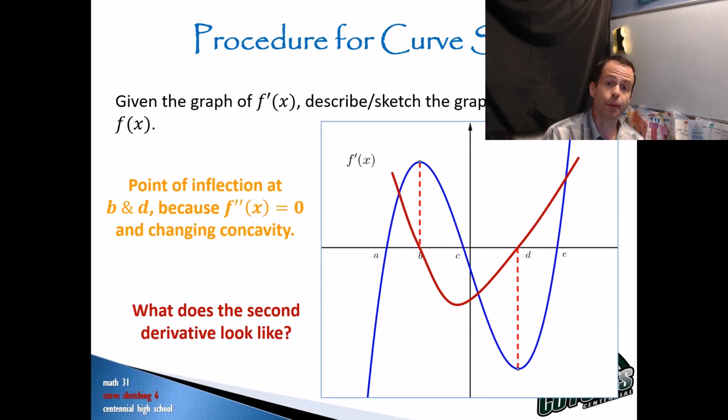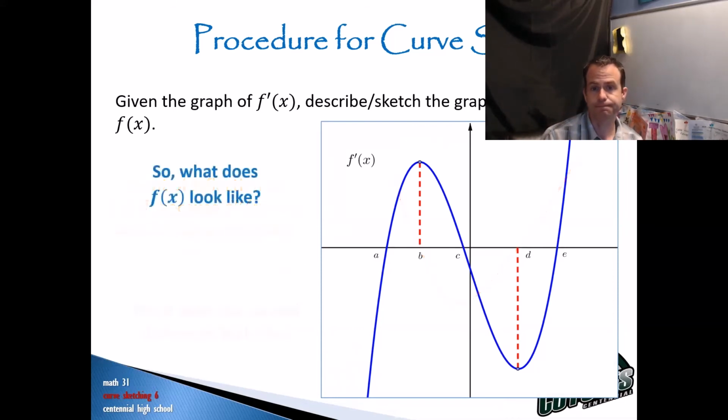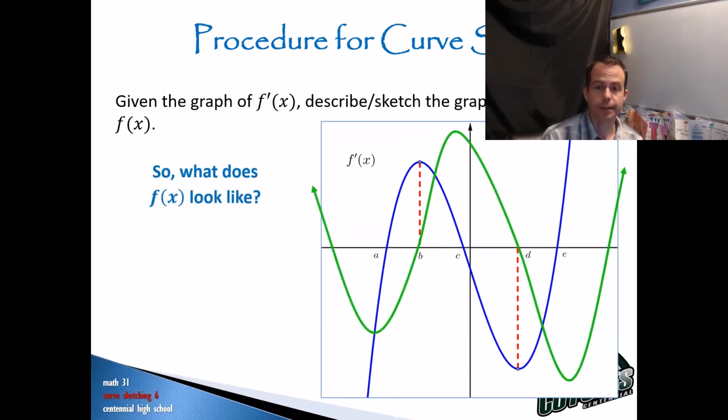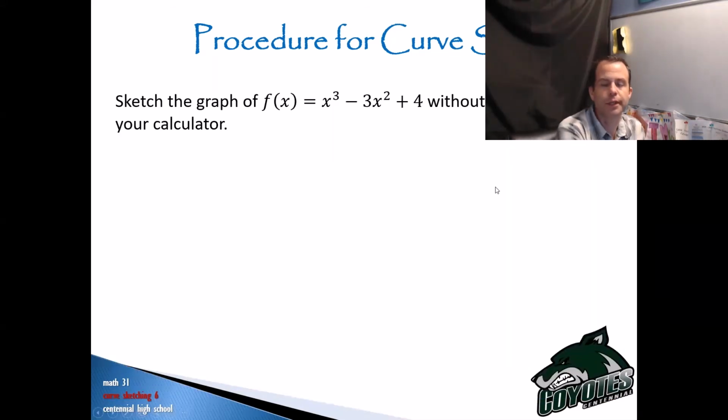So I want you to pause me, see if you can put all those things together and come up with a drawing. Okay, and the drawing you should have gotten is something like this. How'd you do? Okay, we're going to do another analysis now.